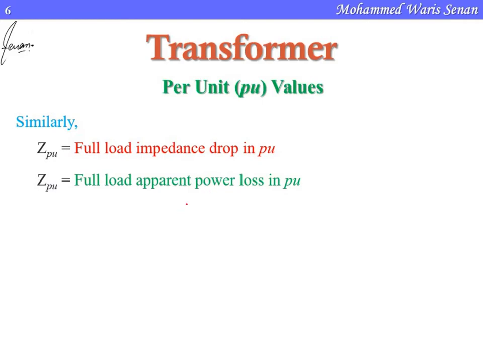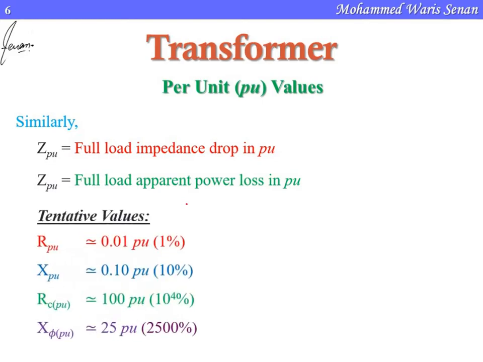Now let us see some of the quantitative values of resistance per unit and reactance per unit in transformer. These are some of the tentative values. For example, R per unit in case of transformer is around 1% or 0.01 per unit, and X per unit will be around 10% or 0.10 per unit, and the resistance representing the core loss RC in per unit is around 100 per unit, and magnetizing reactance in per unit is around 25 per unit. These two values are high. Let us understand why these two values are high in per unit values.